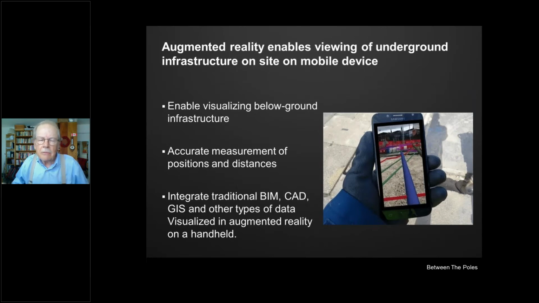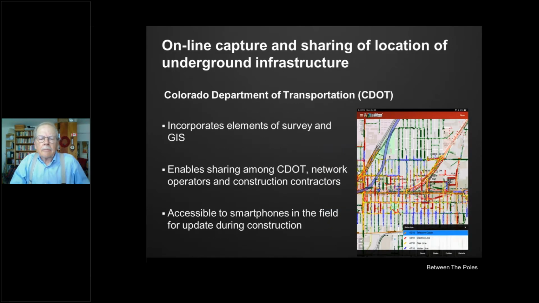Augmented reality, mixed reality, different terminology for this, AR, MR, allows you to actually see underground infrastructure on a mobile device, and it allows you to actually identify the actual location and also distances between things as well. And it allows you to integrate traditional GIS and BIM, CAD, other types of information into a 3D augmented reality view on a handheld. This is another area that is really getting a lot of attention.